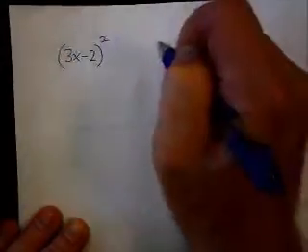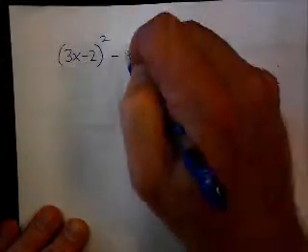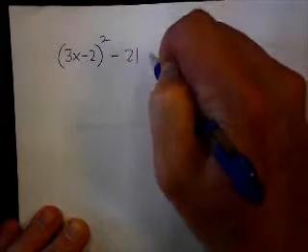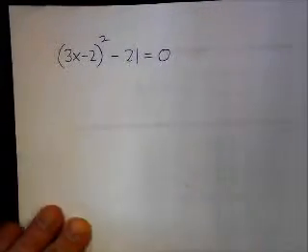All right, one more of these. How about 3x minus 2 squared minus 21 equals 0.